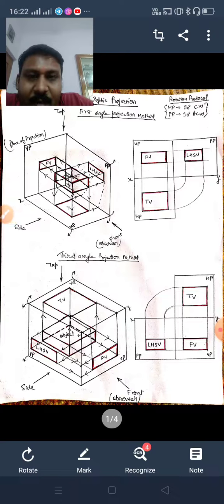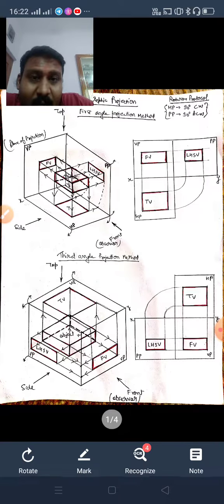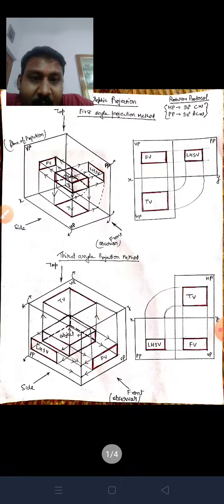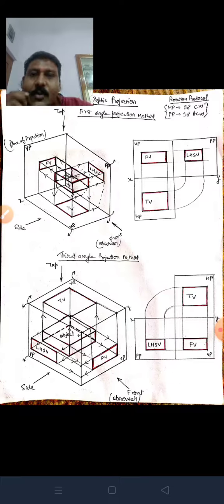See the difference here, VP is above the XY line, HP is below the XY line. Here HP is above the XY line, VP is below the XY line. Okay, and the front view is above the XY line, the top view is below the XY line. Here the top view is above the XY line, the front view is below the XY line. So this is the difference. Okay, so this first angle projection method is followed in India, Russia and other European countries, and this third angle projection method is followed only in the USA, the United States. So we will be following this first angle projection method.